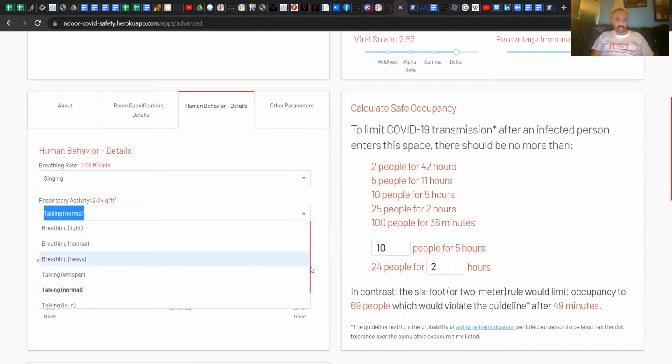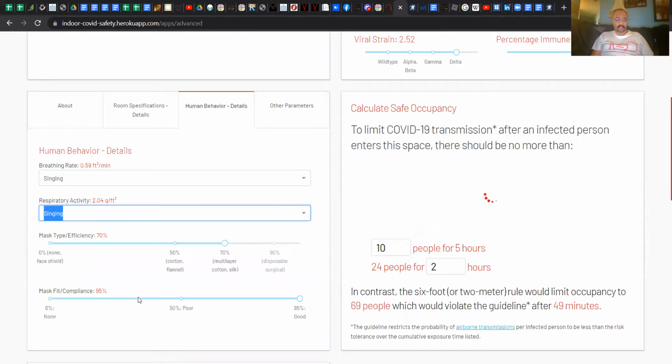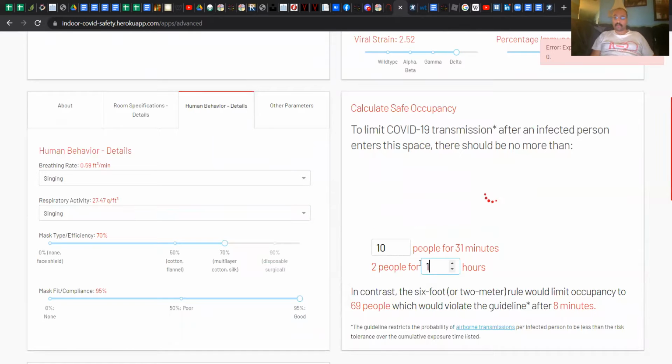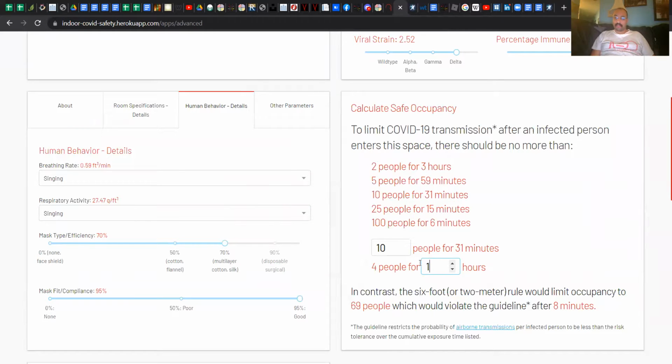Okay, so let's get this down here. What if we are singing? All of a sudden now, with these room specifications for the sanctuary, we're now down to 2 people for 2 hours. And if we really did a really fast worship in under an hour, we could get 4 people into the space safely, assuming that one of them had COVID.